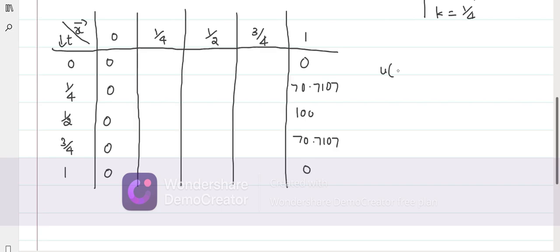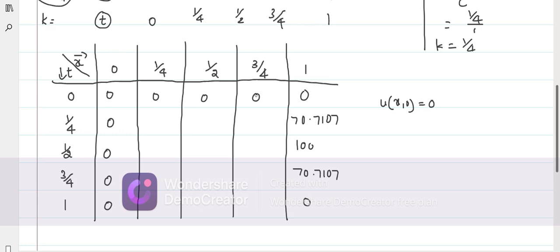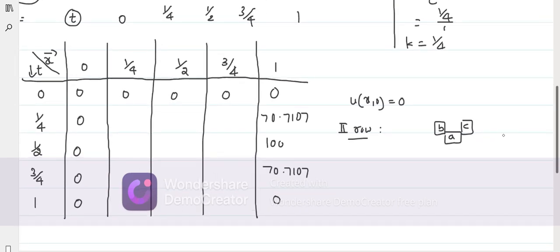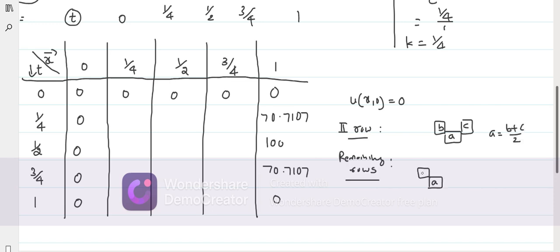What is u(x,0)? It is 0. So we are in the wave equation. You have to remember we have two formulas here. One is for the second row, and for the remaining rows we have another formula. For the second row, this is A, this is B, and this is C. What is A here? B plus C divided by 2. You have to consider this, and you have to consider one more block, D. In the formula, this is equal to B plus C minus D. Just take the average: 0 plus 0 divided by 2, 0 plus 0 divided by 2, 0 plus 0 divided by 2.